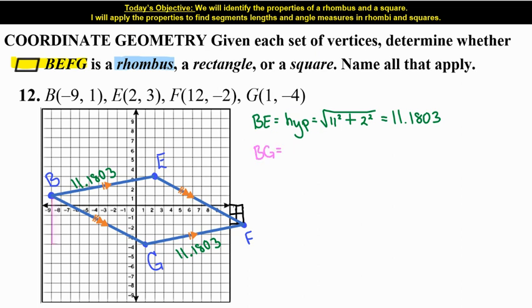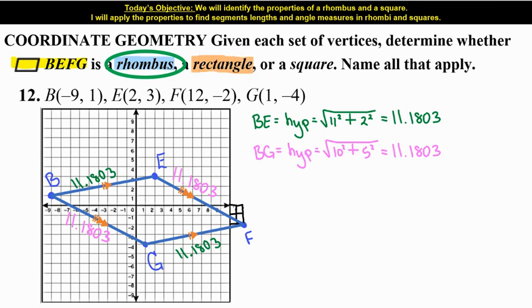The distance from B to G, I'm going to do the same thing. I'm going to turn it into a little right triangle where I'm going down 5 and over 10. BG is still the hypotenuse, so I'm still going to be adding inside my square root 10 squared plus 5 squared. When I put that in my calculator, I also get 11.1803. So that's how far it is from B to G. Since this is a parallelogram, I know that's how far it is also from E to F. I have now shown that all four sides of this figure are 11.1803. So yes, we can say this is a rhombus.